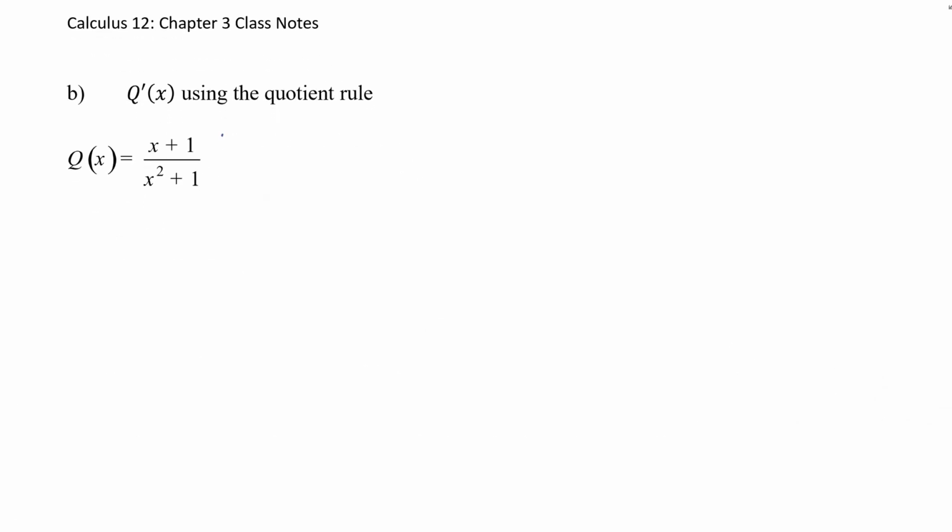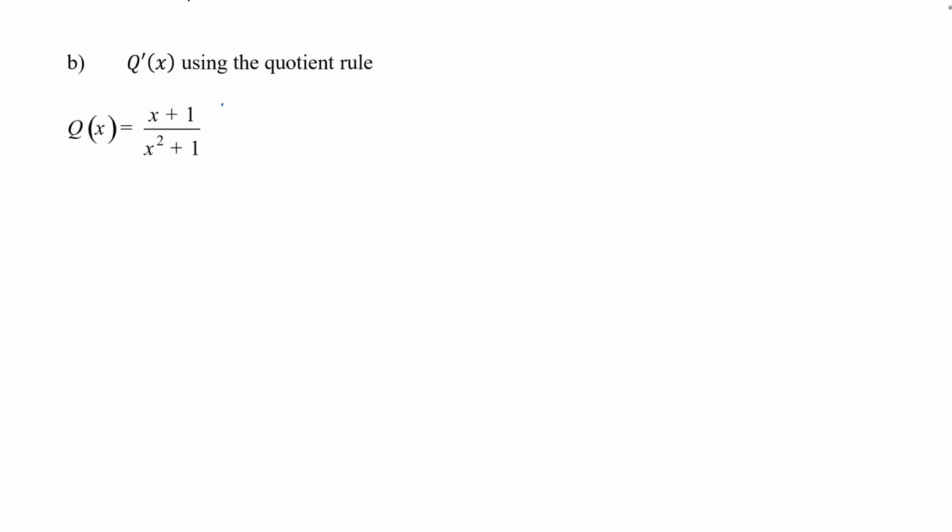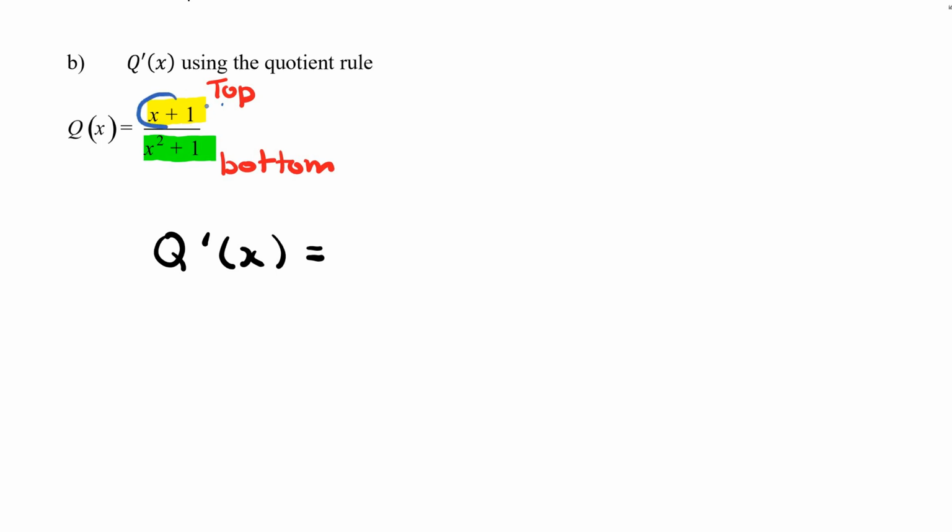Okay, so we're going to redo that first example, and here is our rational function, and I want to find the derivative. So what I'll do first is highlight the top, and highlight the bottom. So I'll say that this is the top, and this is the bottom. Okay, let's do the quotient rule then. Q prime of x. As soon as I write that prime symbol there, that means I'm trying to take the derivative. So the first step of the quotient rule is you take the derivative of the top, which is x plus 1. So what's the derivative of x plus 1? Well, that's going to be 1. And then you multiply that with the bottom, which is x squared plus 1.